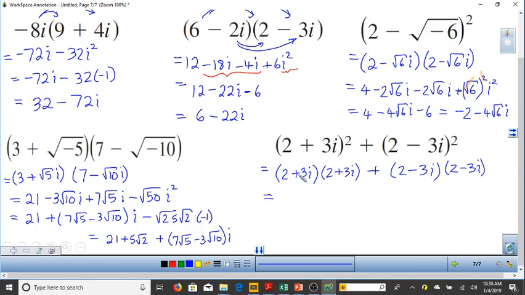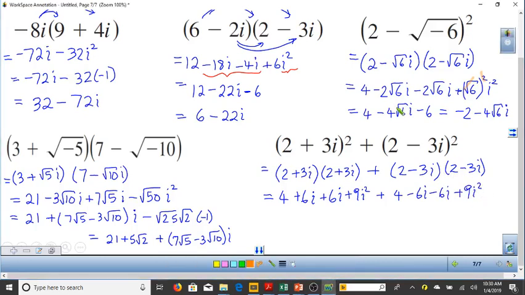So I multiply 2 times 2 is 4, 2 times 3i is 6i, and 3i times 2 is another 6i, and 3i times 3i is 9i squared. And over here, we have 2 times 2 is 4, 2 multiplied by negative 3i is negative 6i, and negative 3i times 2 is another negative 6i, and negative 3i times negative 3i is positive 9i squared.